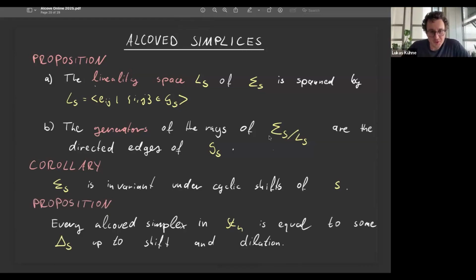And another observation we made is that these ordered set partitions as a combinatorial gadget actually capture all Alcoved simplices. So every Alcoved simplex in this hyperplane is equal to some delta S up to shifting and dilating the simplex.